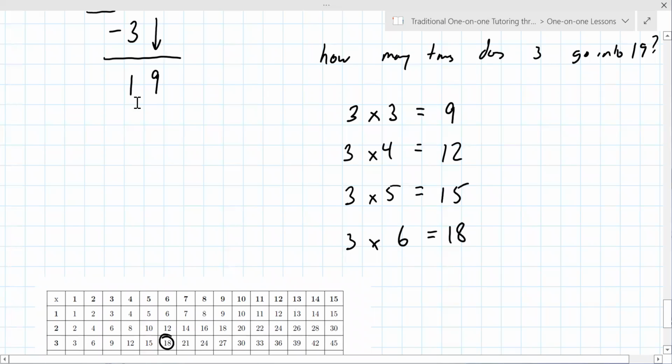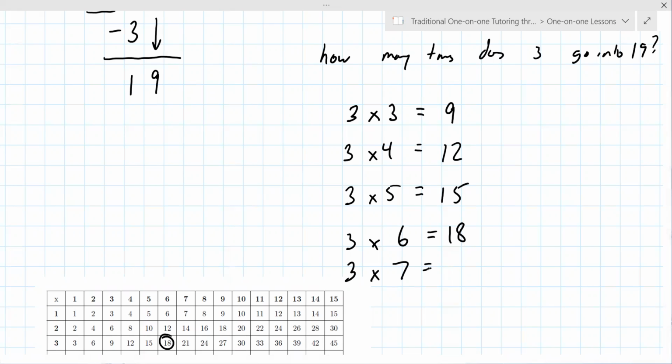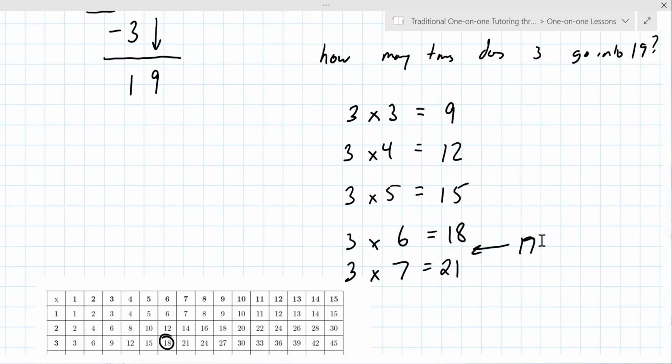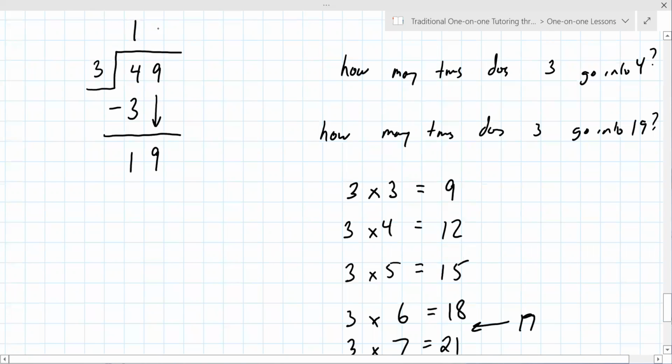So we're close, right? What is 3 times 7? So you go to your multiplication table. 21. Do you see how 19, sorry, my screen is just lagging a little bit. 3 times 7 is 21. And 19 is between 18 and 21. Do you see that? Yes. Okay, so that means a 6 goes here.